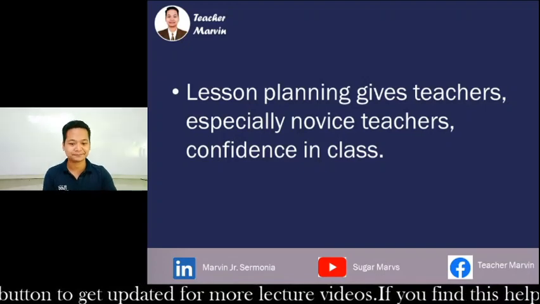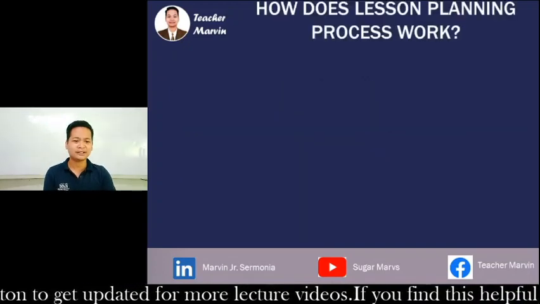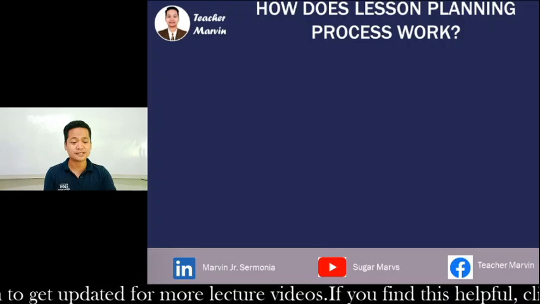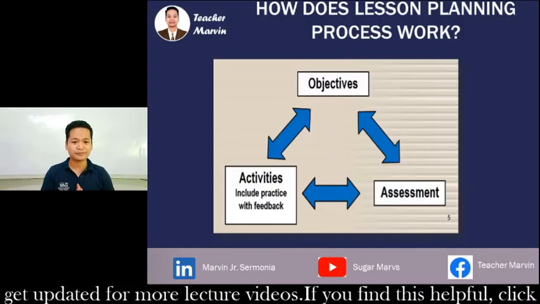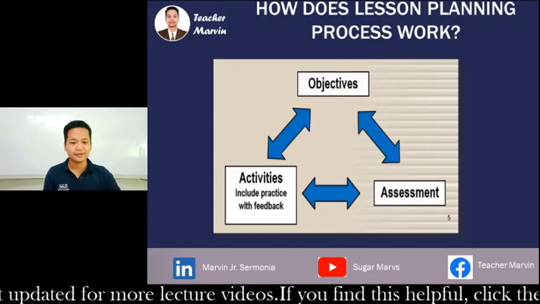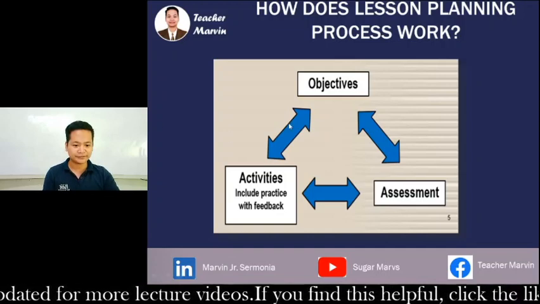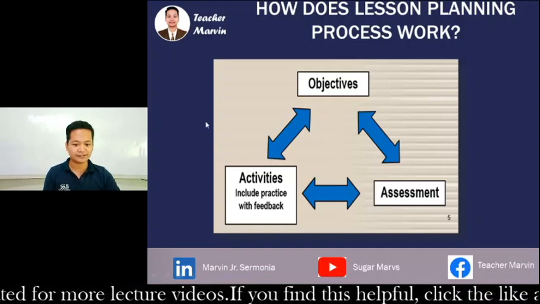Okay, so how does the lesson planning process work? We have to remember this framework. We have the objectives, we have the assessment, and we have the activities.